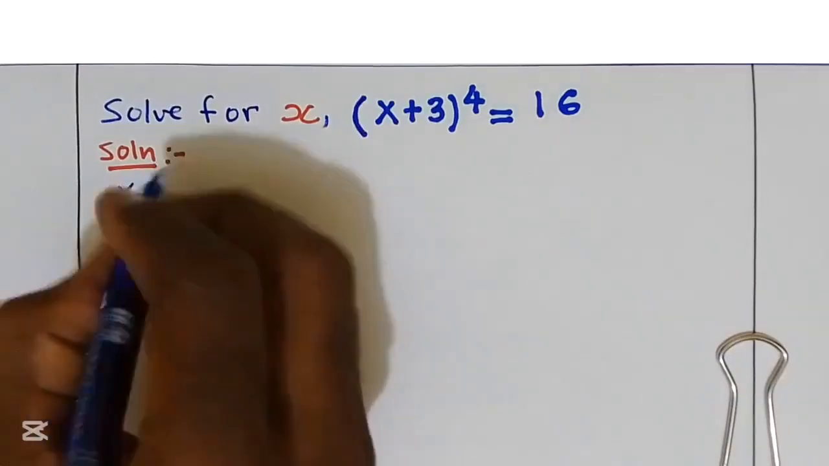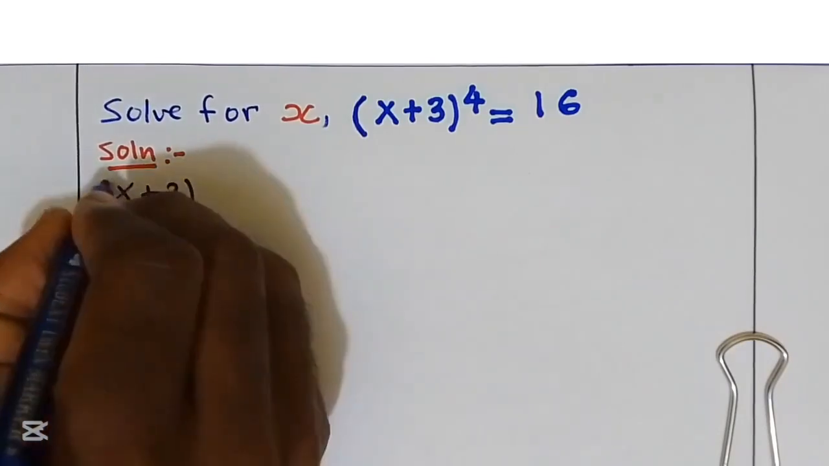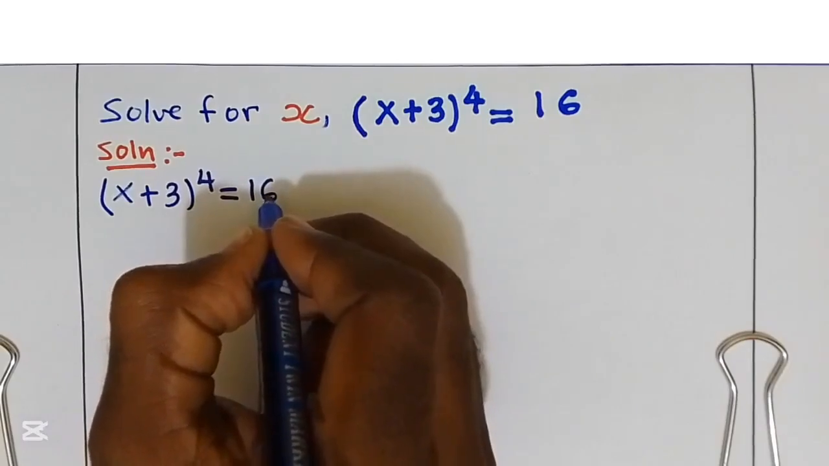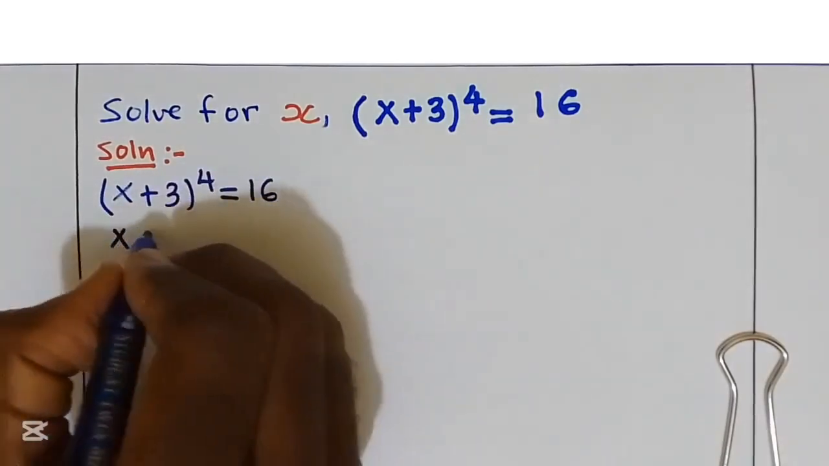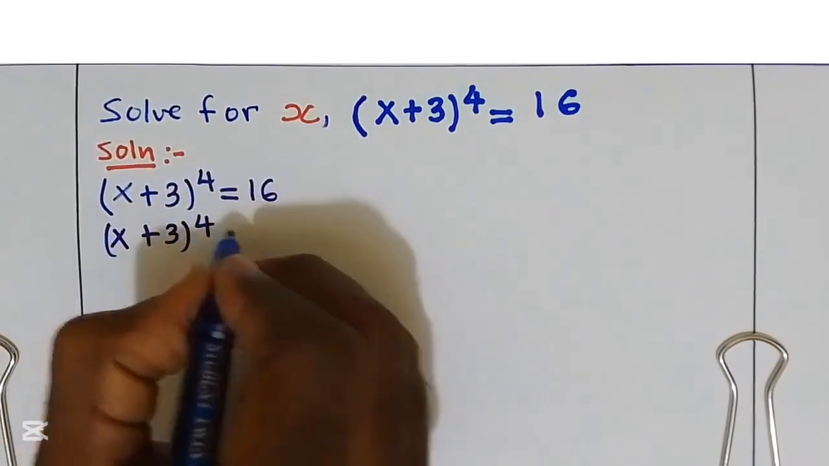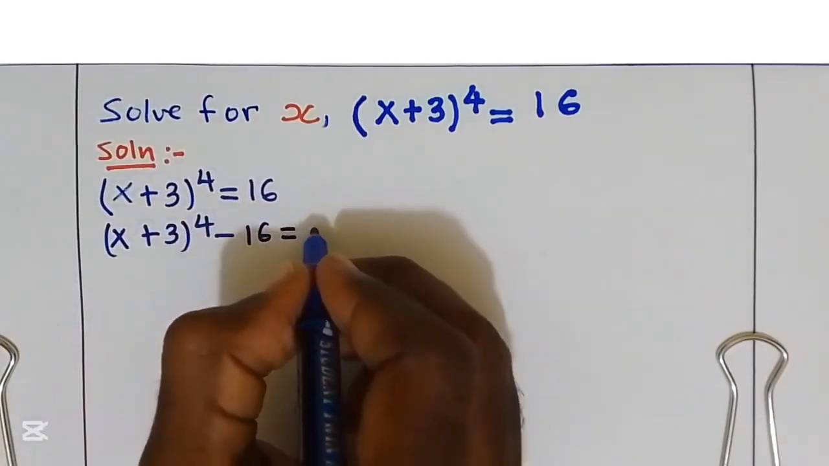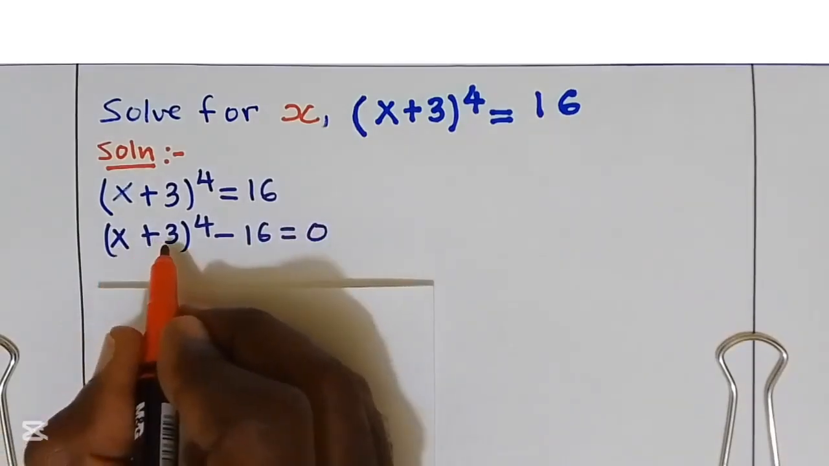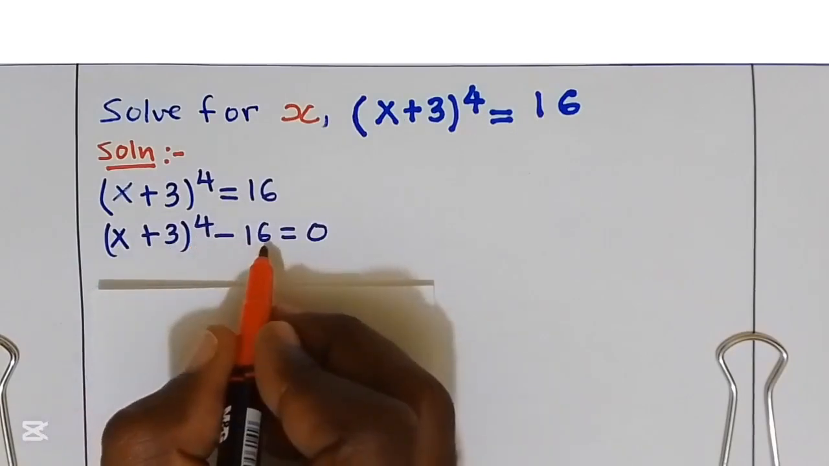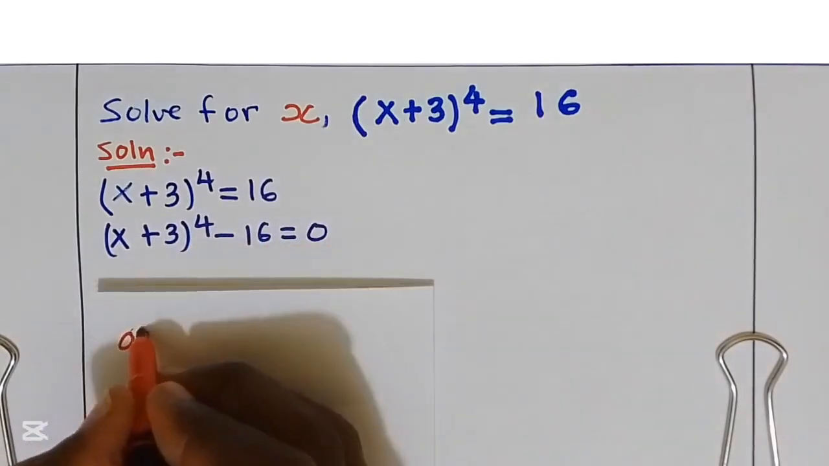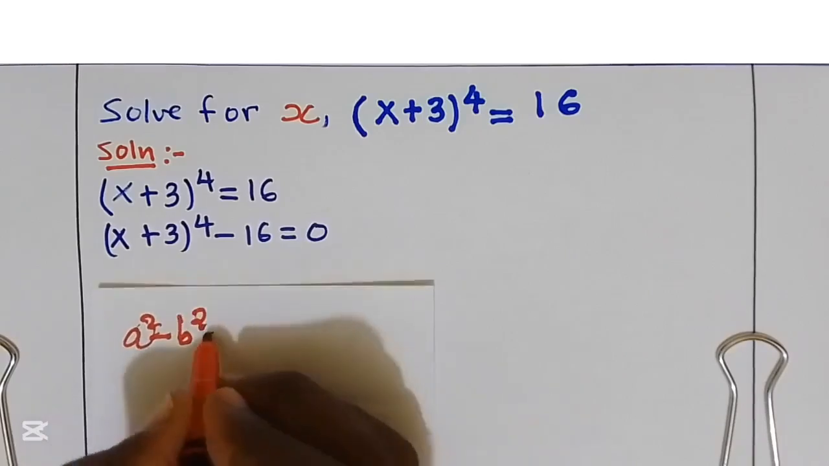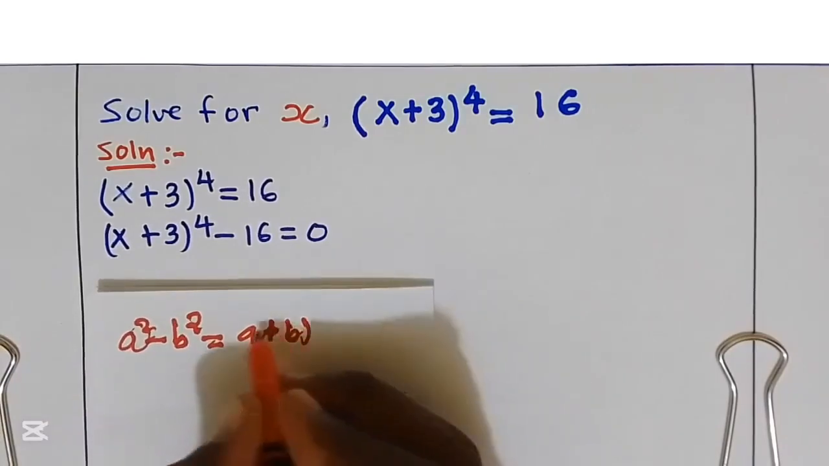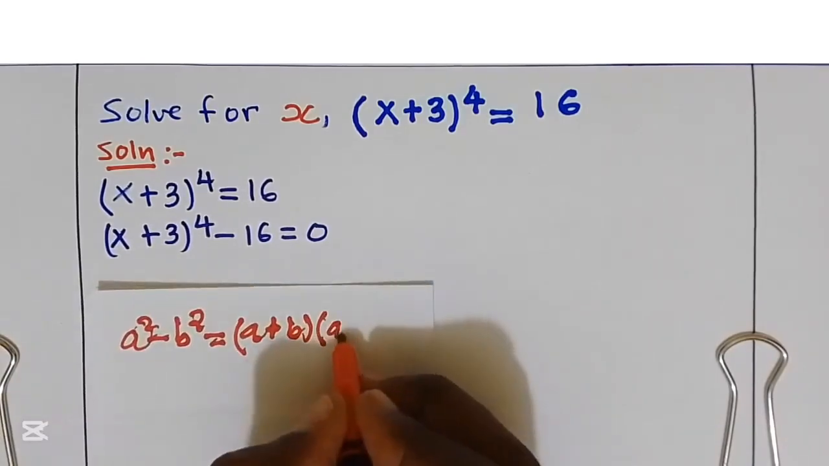We have (x + 3)^4 equal to 16. I'll bring 16 to the left-hand side. That is going to be (x + 3)^4 - 16 equal to 0. I'm going to make (x + 3)^4 - 16 a difference of two squares. That is a^2 - b^2 is equal to (a + b)(a - b).